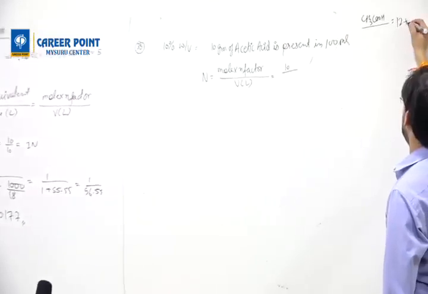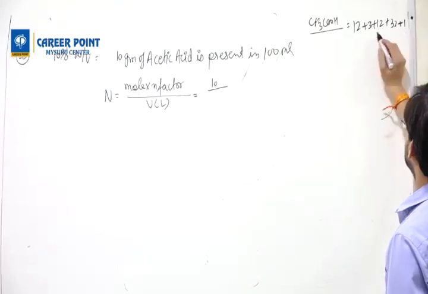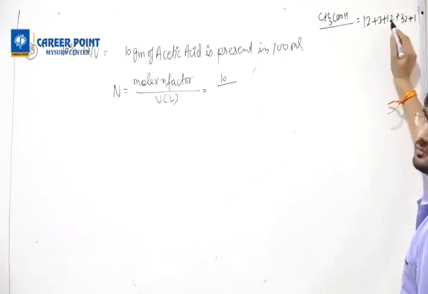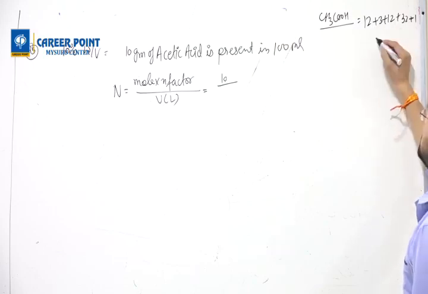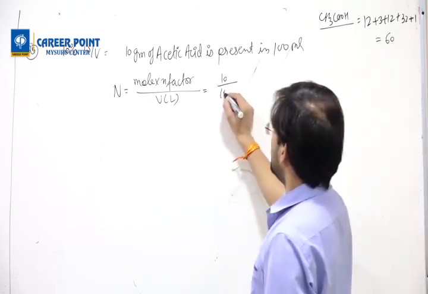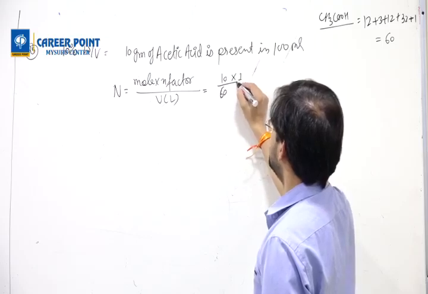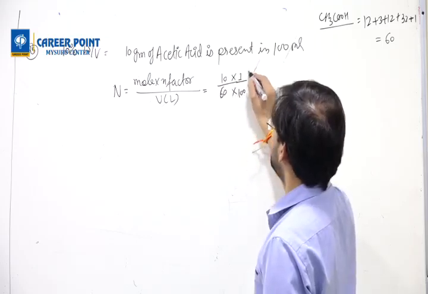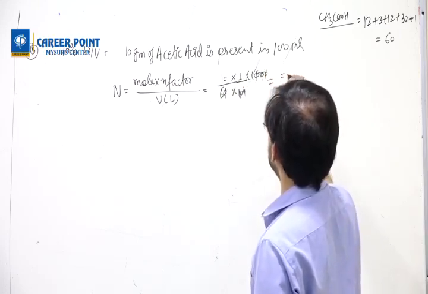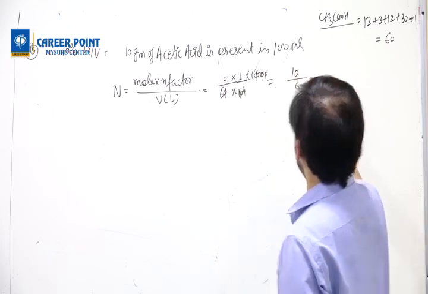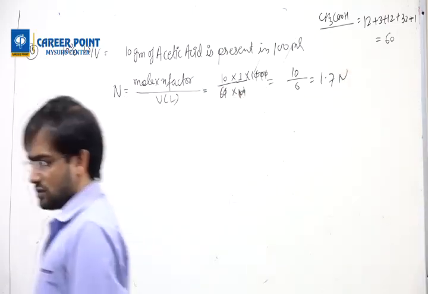So 12 plus 3 plus 12 plus 32 plus 1. So 12, 12, 24. 24 plus 4, 28. 28 plus 32, 60. So 10 by 60, this is moles. N factor of acetic acid is 1, into volume 100 ml divided by 1000. So the zeros and 30 get cancelled. We get 10 by 6, or 1.7 normal. So this is question number 35.